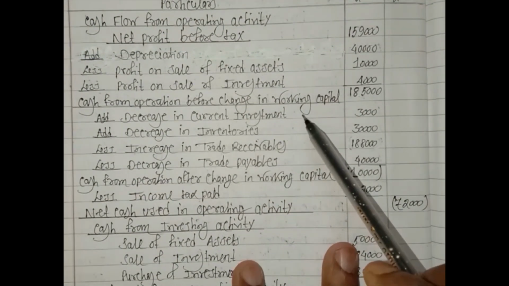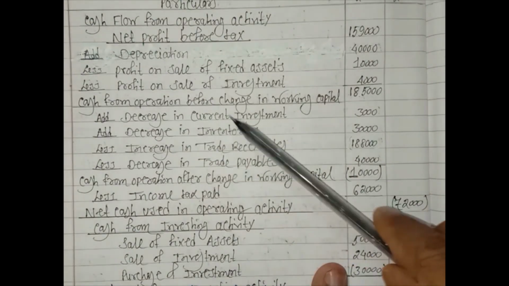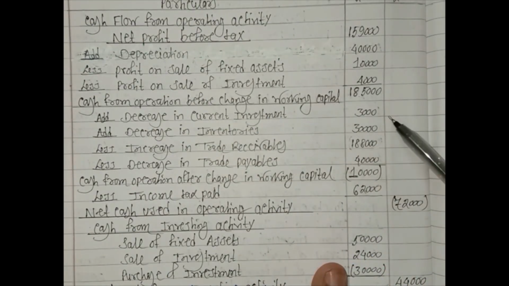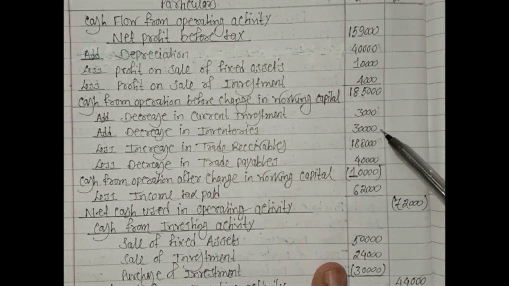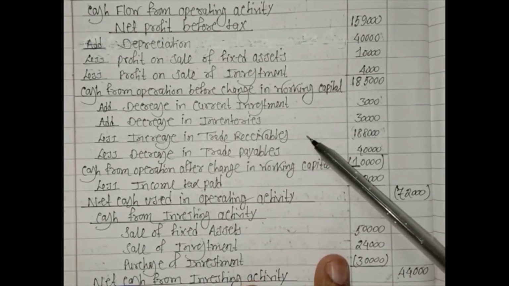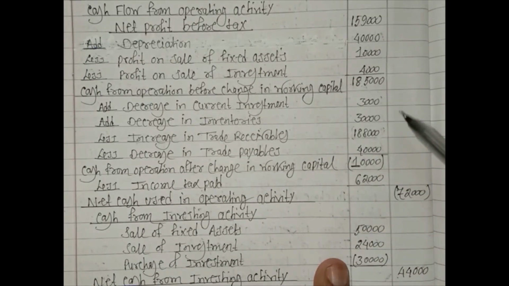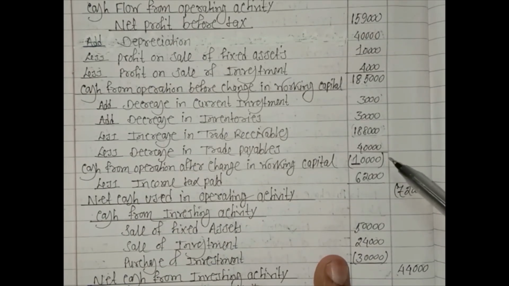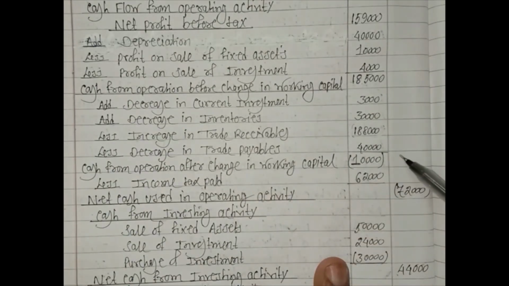With that, we see the increase and decrease of current assets and current liabilities. Here, a decrease in current investment means the cash is in place, rupees 3,000, and a decrease in inventories also resulted in an inflow of cash of rupees 30,000. So these two are added here. Now, less increase in trade receivables, that is the blockage of money, and decrease in trade payable, that is the payment of money, is rupees 40,000. So 1,85,000 plus 3,000 plus 30,000 less 1,88,000 less 40,000 resulted in rupees 10,000 negative, that is the cash from operation after change in working capital is 10,000 negative.